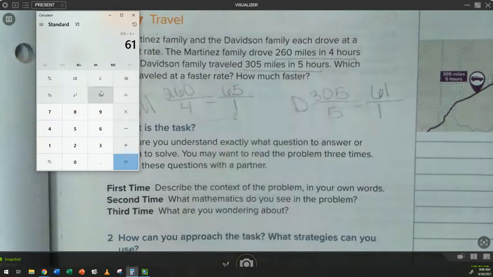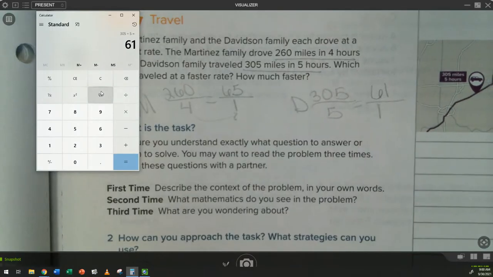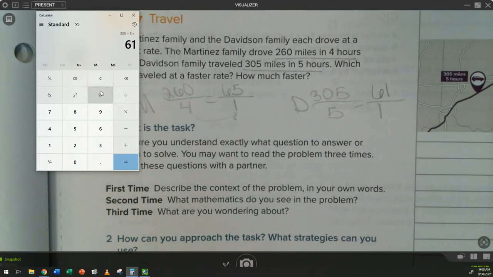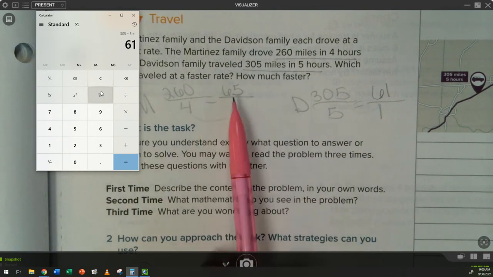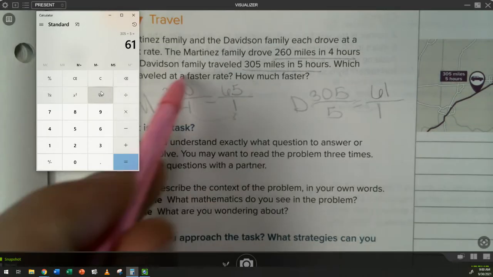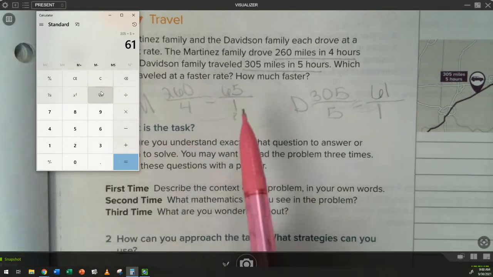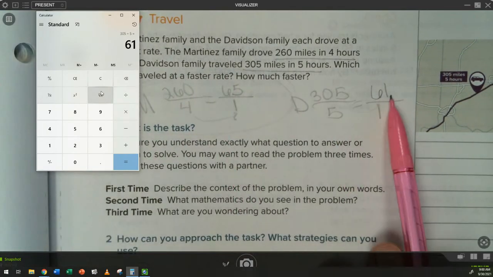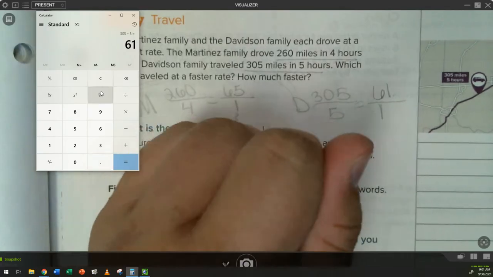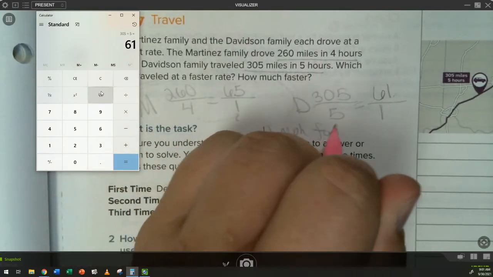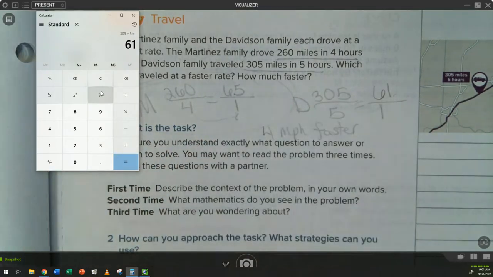So which one was going faster? Now remember, when we're finding speed, whichever is higher can go further. So we know then that the Martinez family was driving at a faster rate, and we can take 65 and subtract 61, and we would know that the speed would be 4 miles per hour faster. So they were traveling at a faster rate and by 4 miles per hour.